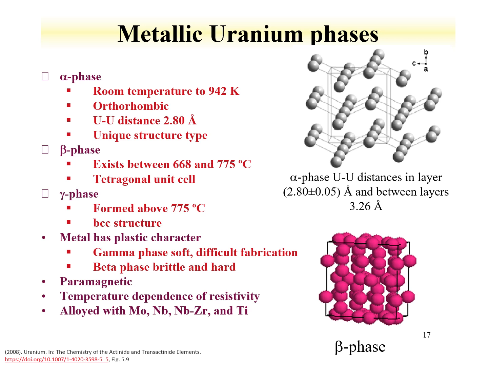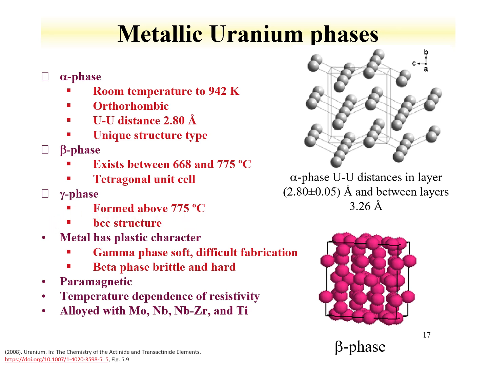So here are the different phases of uranium metal, where we have the alpha phase. It's formed from room temperature up to about 600 degrees. The structure is orthorhombic, and the uranium distances are around 2.8 angstroms. This is what the structure looks like. The beta phase exists in a relatively narrow temperature range. Tetragonal unit cell shown here. And the gamma phase is formed above 775 degrees, and that has a BCC, body-centered cubic structure.